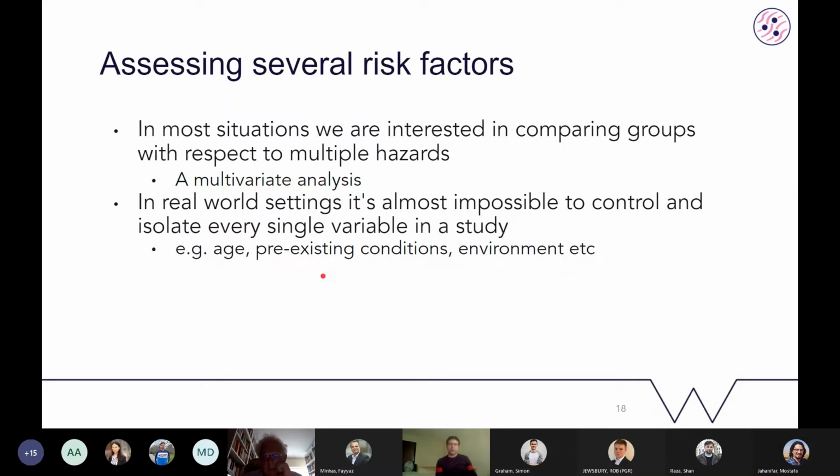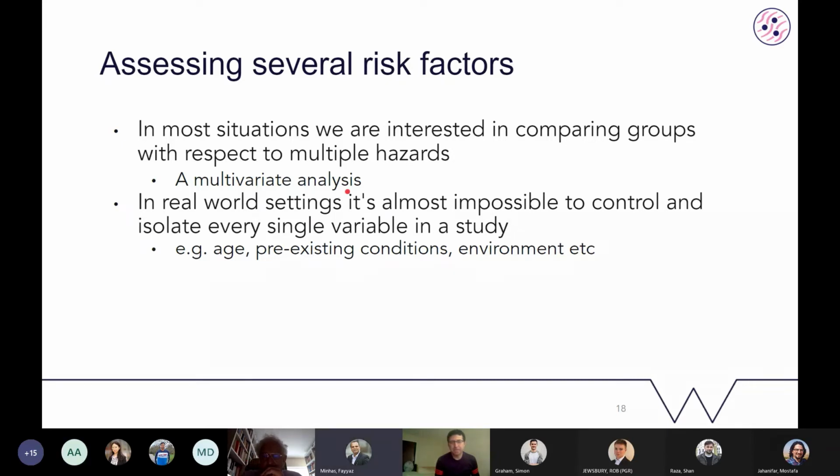And of course, it's impossible to take everything under control, but whatever features we can, we should be assessing them in the survival analysis to get a good estimate of the survival probability. I think Amina will be discussing these multivariate analyses in detail. Amina will be sharing her screen if there's no question this time.